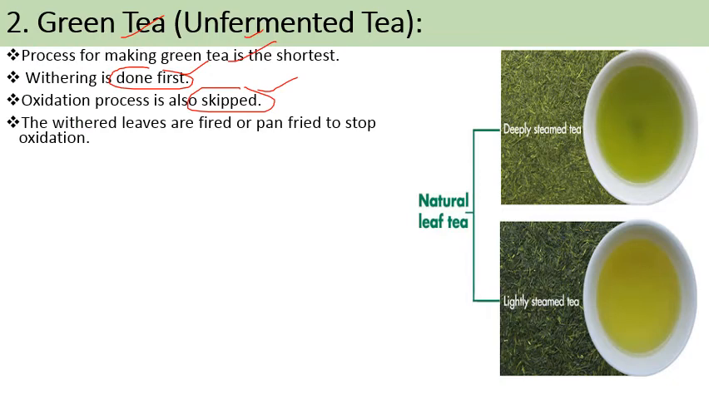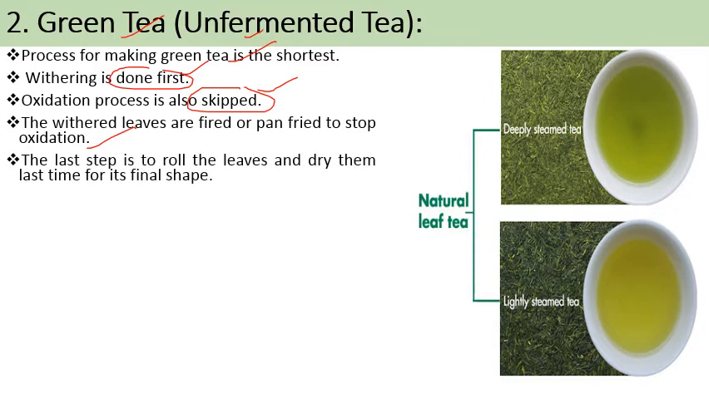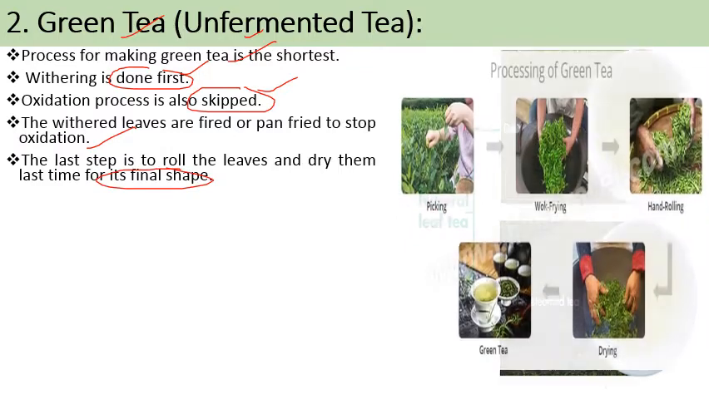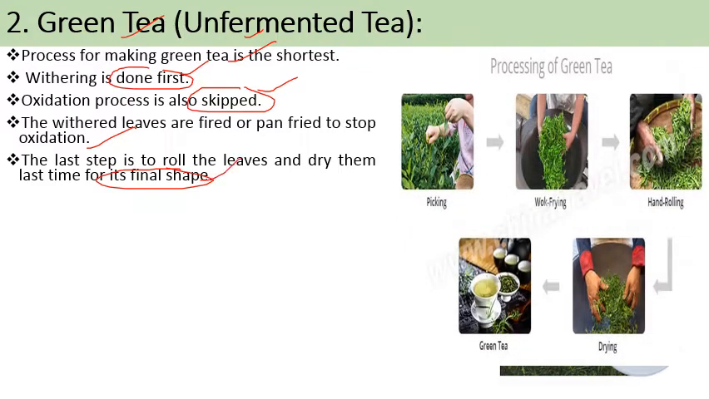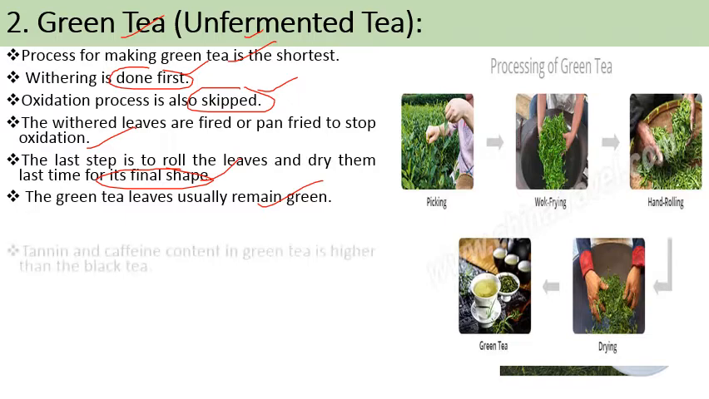The withered leaves are fired or pan fried to stop oxidation. तो जो withered leaf हैं उनको directly fire means dry किया जाता है या फिर pan fry किया जाता है to stop oxidation. The last step is to roll the leaves and dry them for the final step to get the final shape. Then the green tea leaves usually remain green because the color changes due to fermentation, or fermentation green tea की preparation में नहीं की जाती है.